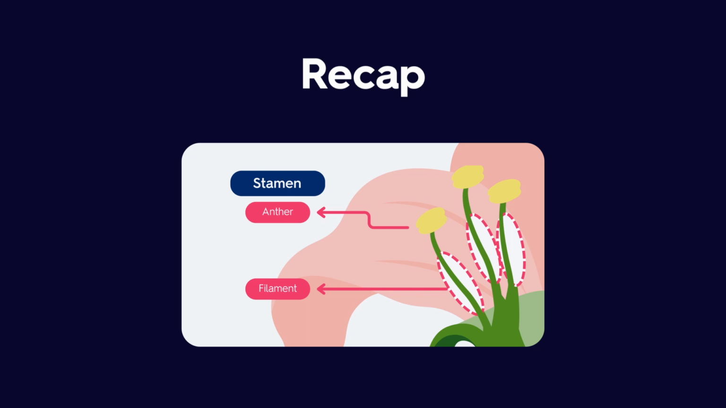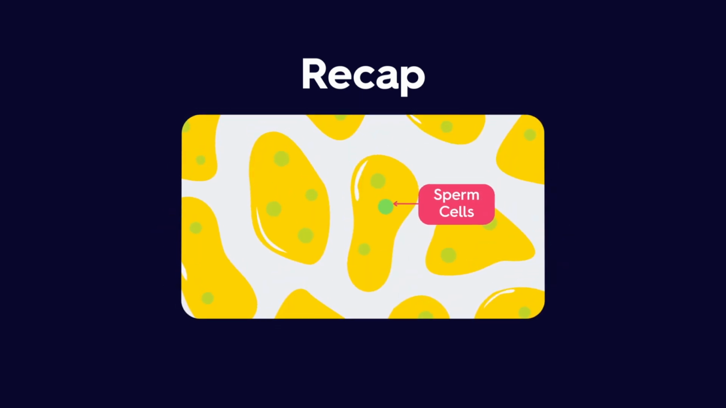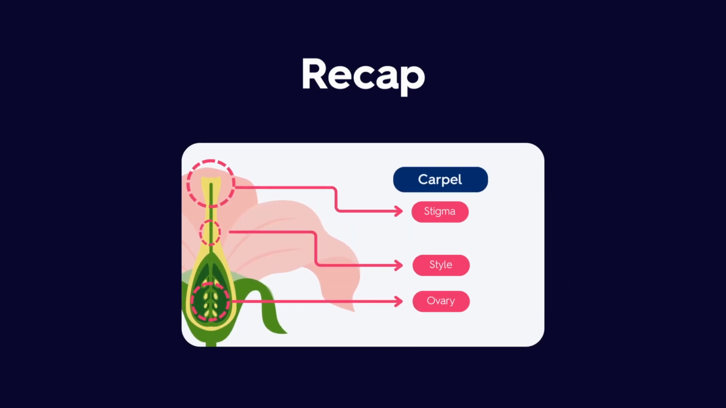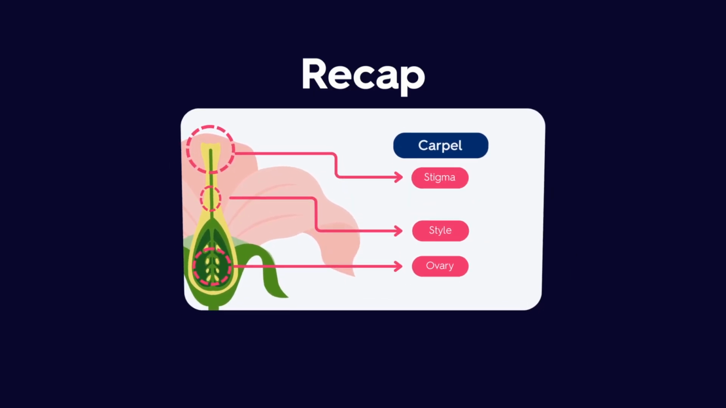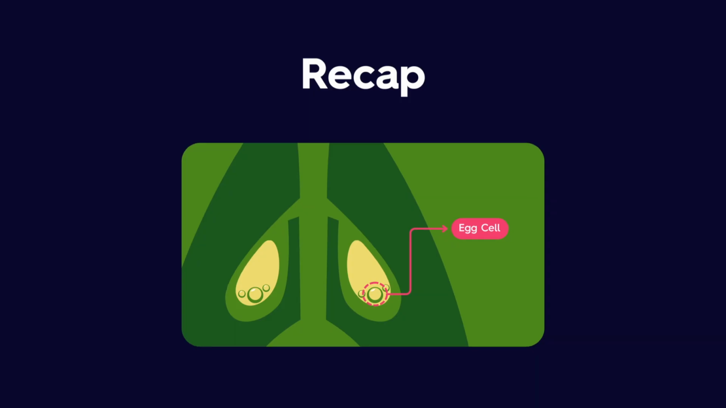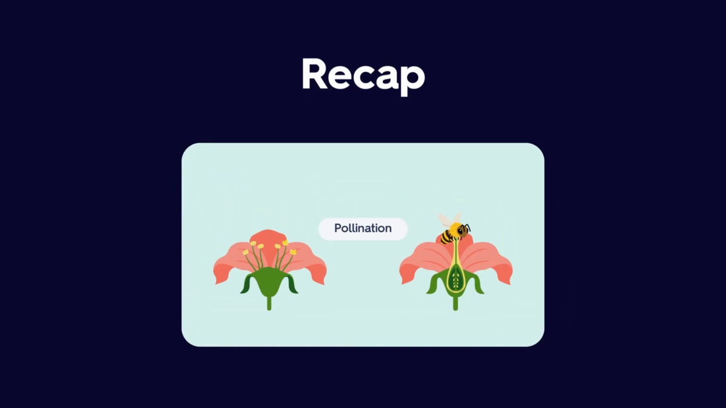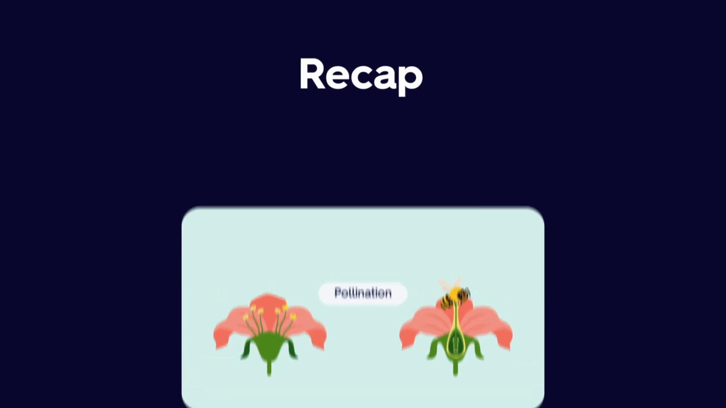To recap, stamen equals filament plus anther. Anther makes pollen that carries sperm. Carpel equals stigma, style, and ovary. Ovary contains ovules that contain egg cells. Pollination is pollen moving from anther to stigma.